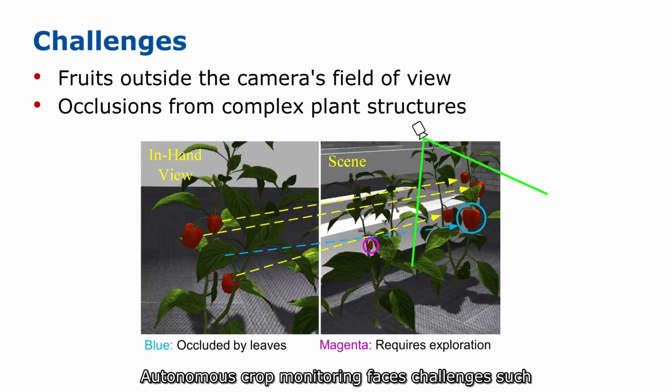Autonomous crop monitoring faces challenges such as fruits being outside the camera's field of view and occlusions from complex plant structures. The image illustrates these issues, where blue highlights occlusions by leaves and magenta indicates fruits needing further exploration.